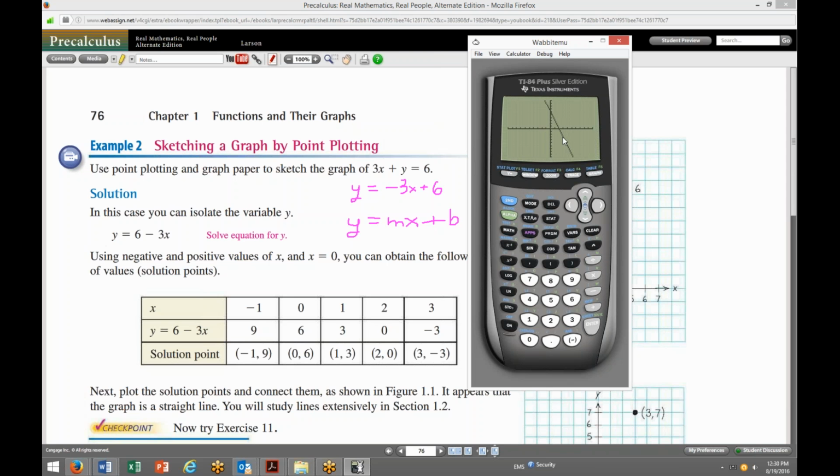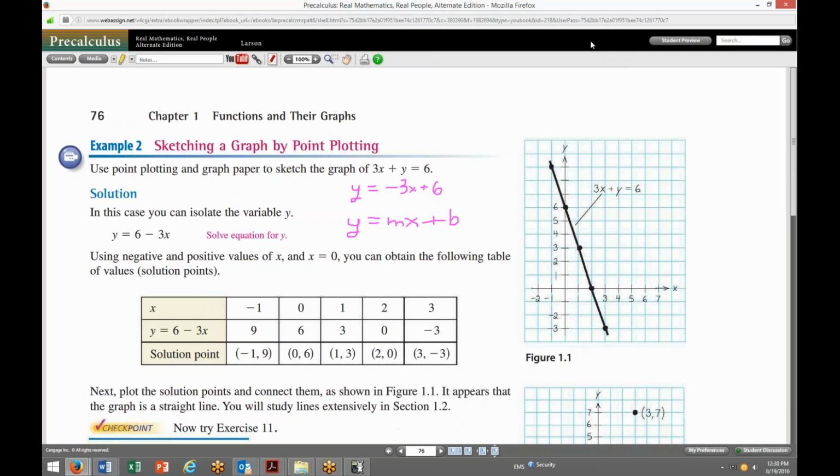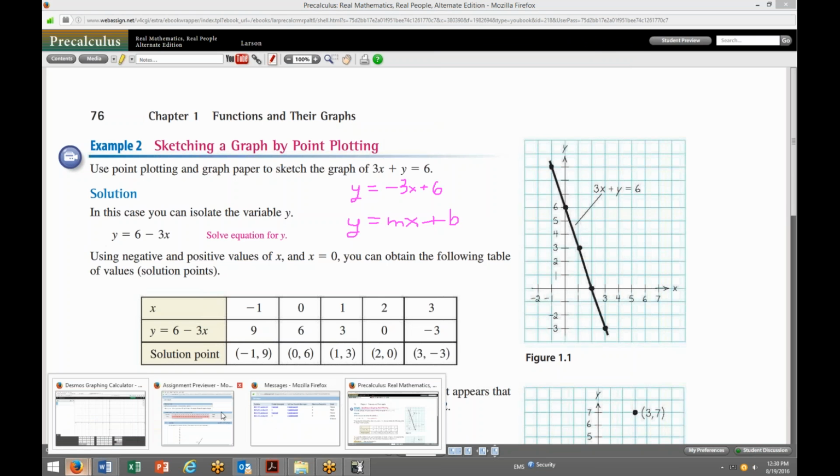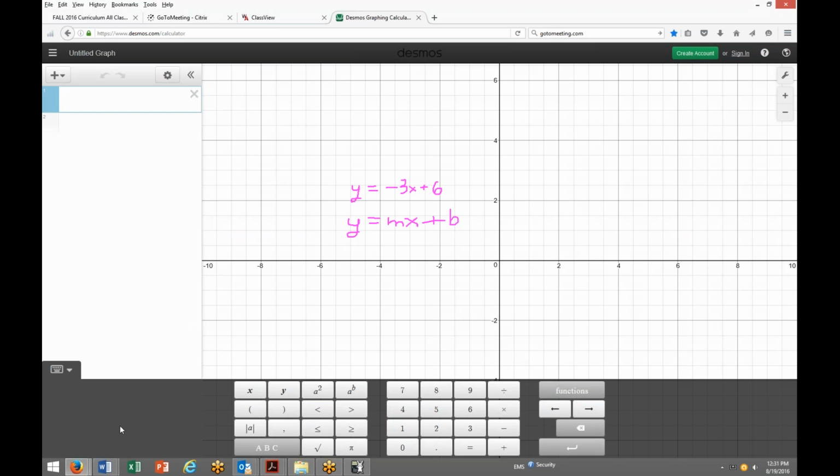If you've never seen Desmos, I think you're going to like this. If you've seen it before, then you know what to expect. So I'm going to minimize this and bring up Desmos here. I need to do some erasing here. There we go.